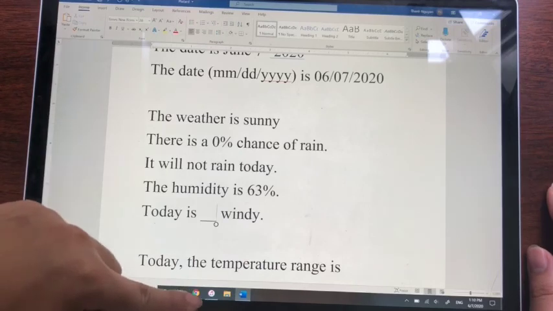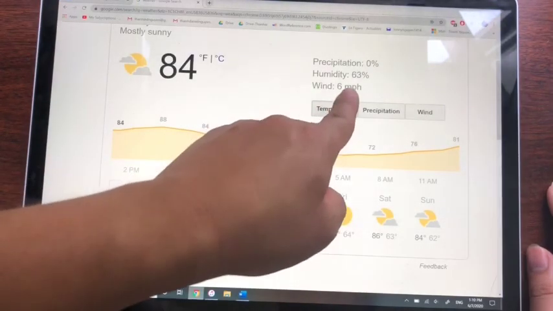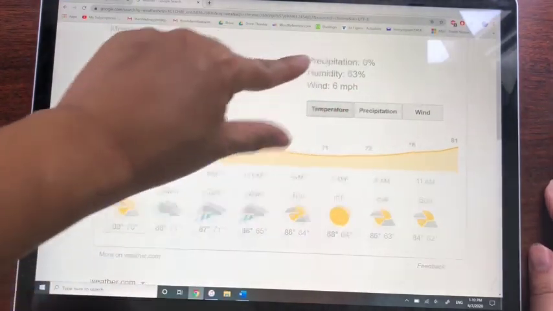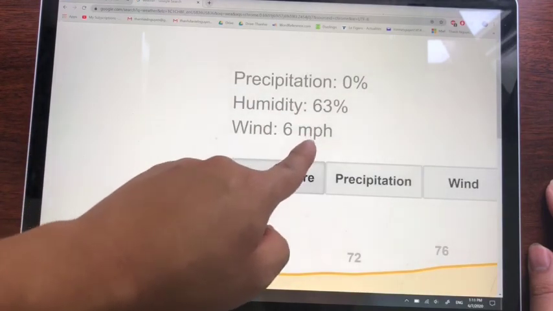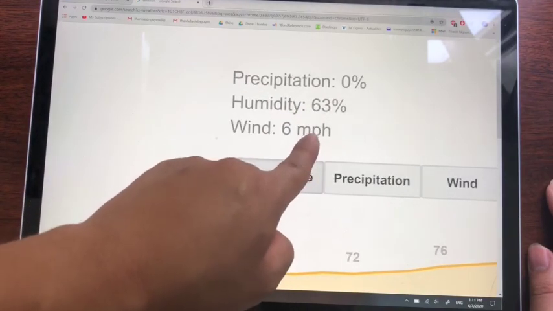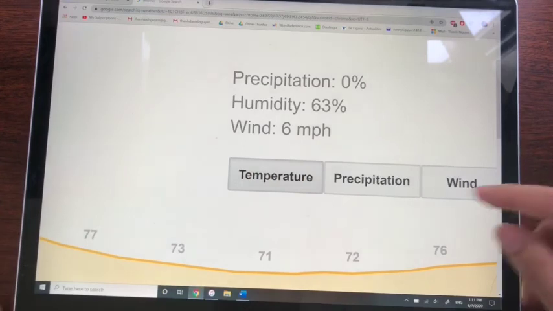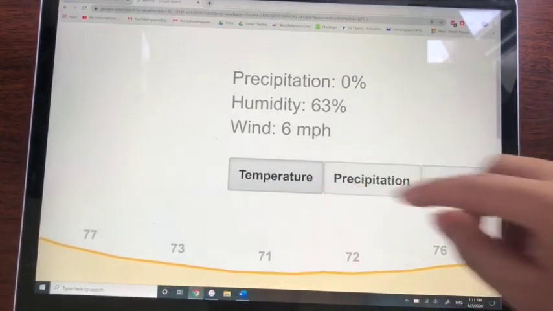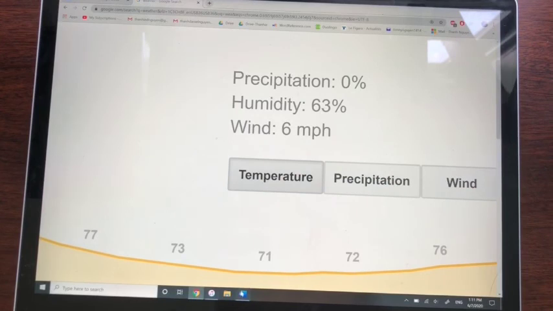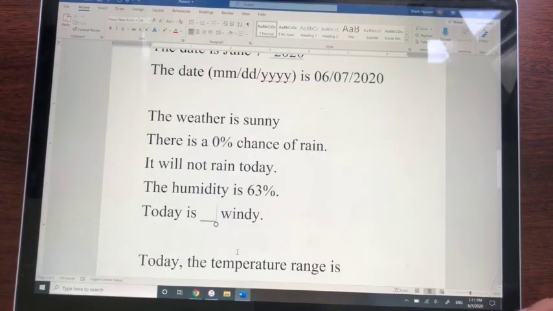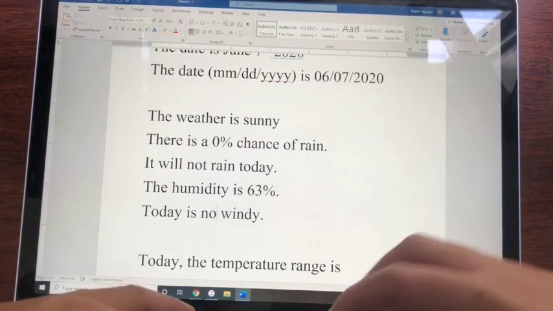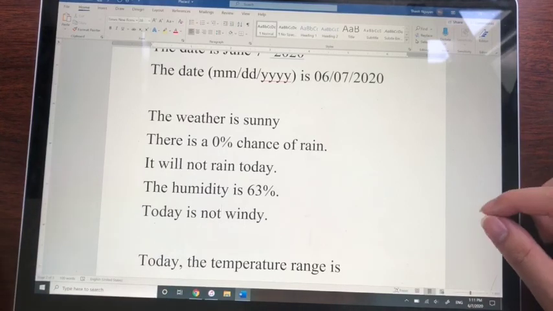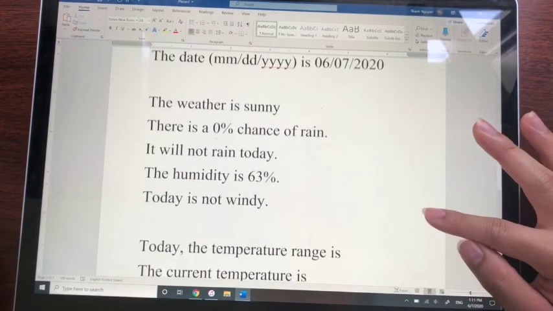Is today windy? The wind is going at 6 miles per hour. Remember, miles per hour is speed. We measure our driving speed in miles per hour. 6 miles per hour is about how fast you can walk. You can walk at about 6 miles per hour. So, today is not windy. The wind is very slow, so it's not windy.